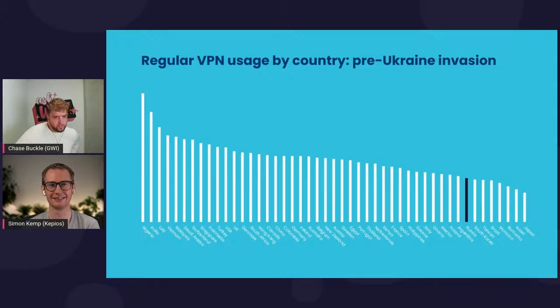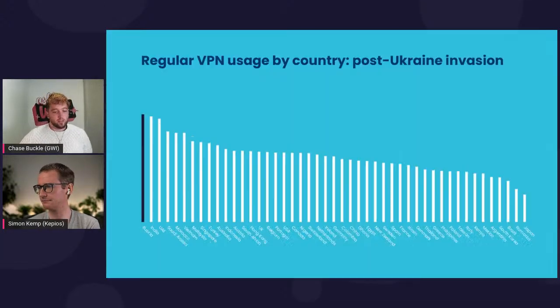So this is pre-invasion country ranking of VPN usage. Now, Russia is in 40th place. If we skip now to post-invasion, and this is regular VPN usage, so holy shit, Russia goes straight to first. Goodness. Now, this is not something which passive data techniques can usually pick up, and it has huge implications for other parts of people's online lives.